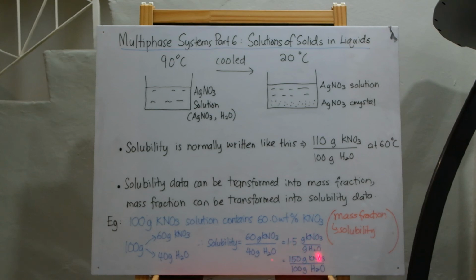To transform it into solubility data, you have to remember it has to be per 100 gram of water. So we have to times 100 on the bottom and times 100 on the top. So we get the solubility of this potassium nitrate solution is 150 gram potassium nitrate per 100 gram of water. This is how we transform from mass fraction to solubility data.